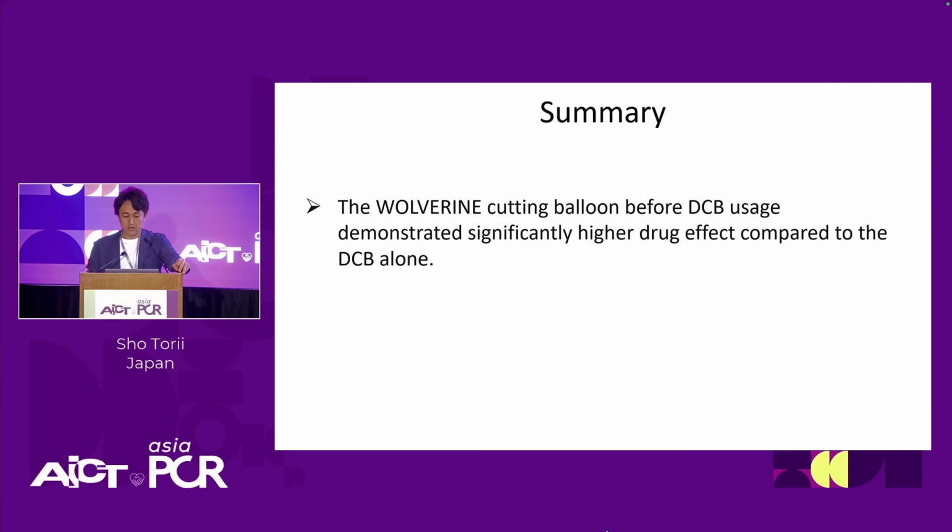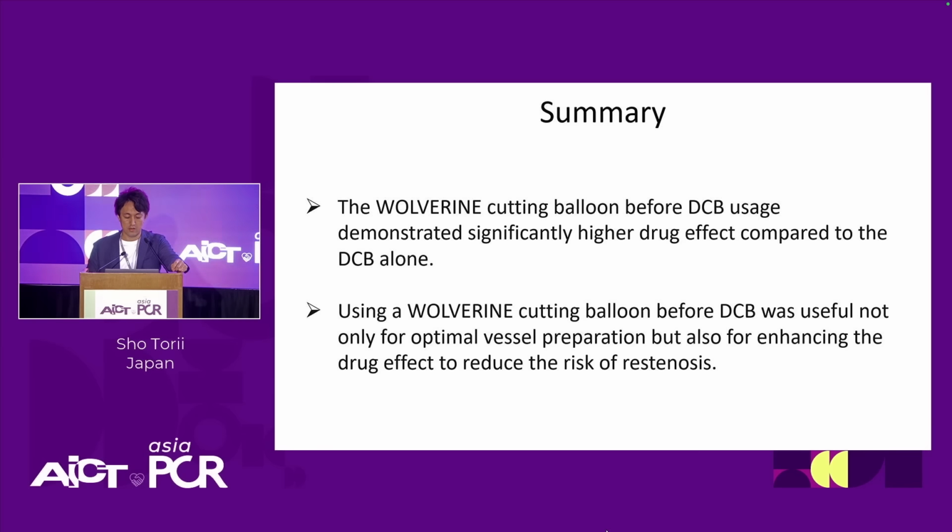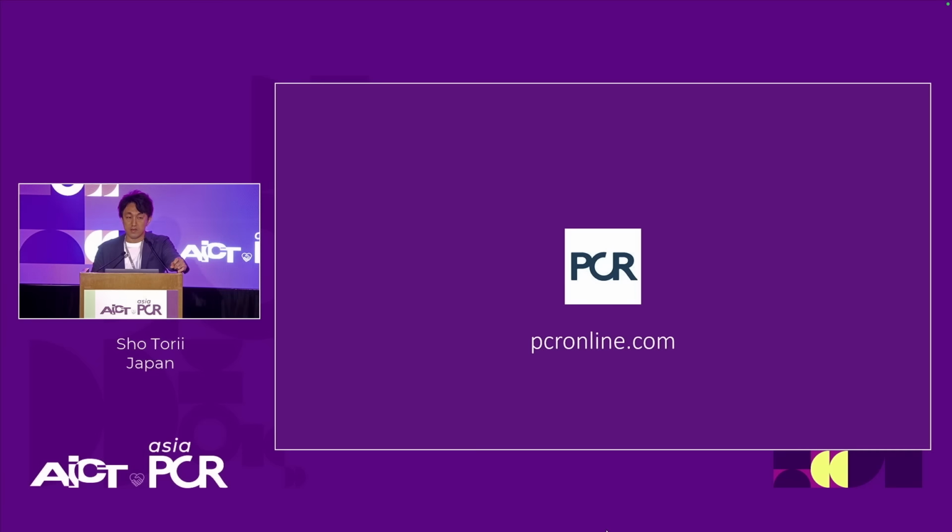So in summary, the urban cutting balloon before DCB usage demonstrated a significantly higher drug effect compared to the DCB alone strategy. And using urban cutting balloon before DCB was useful not only for optimal vessel preparation, but also for enhancing the drug effect to reduce the risk of stenosis. Thank you for your attention.